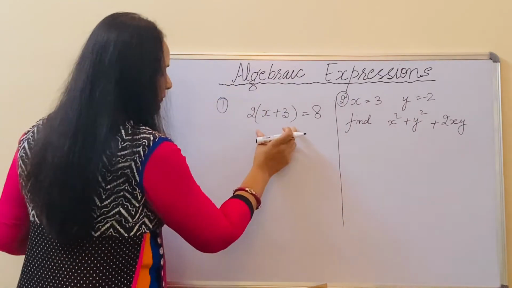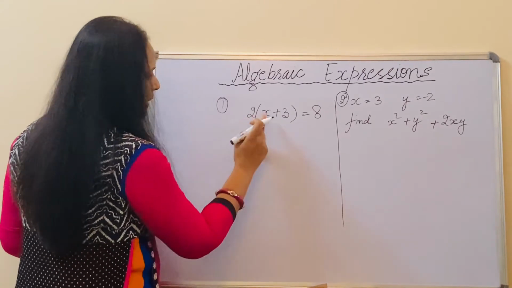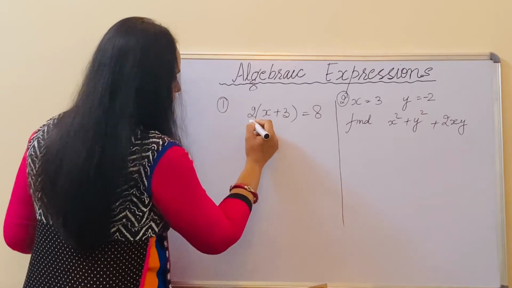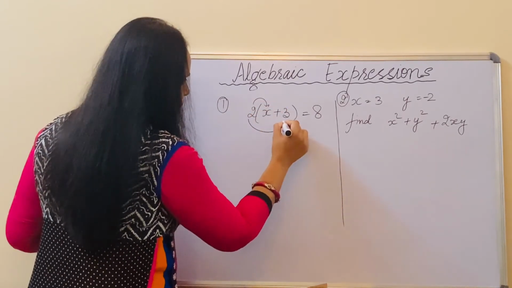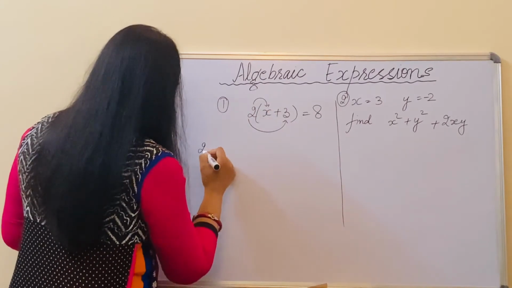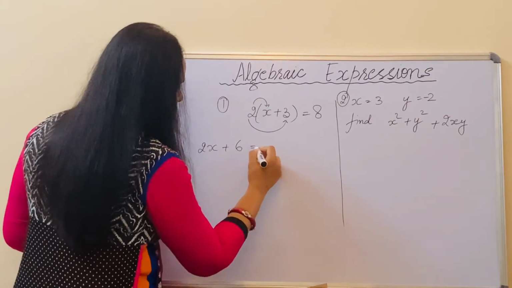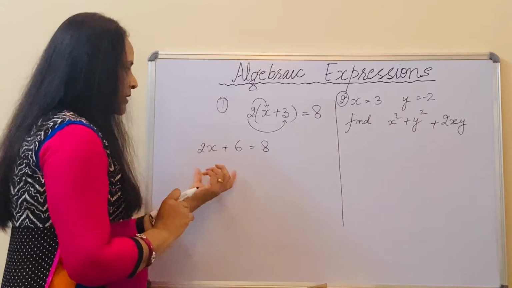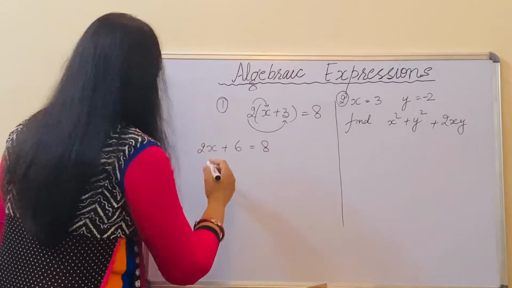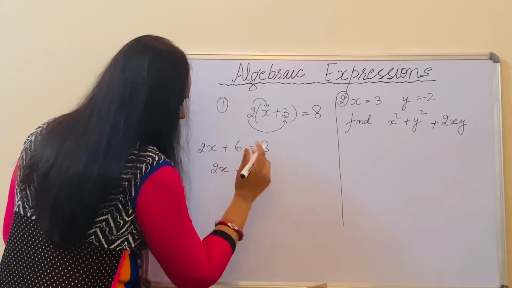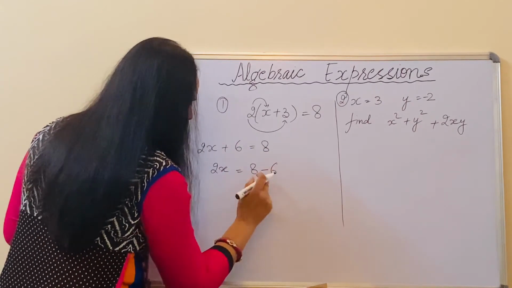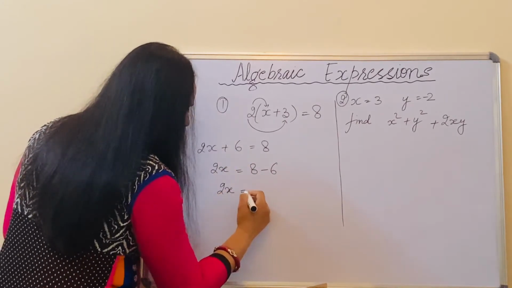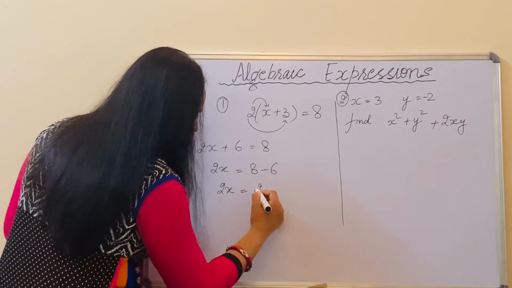Let's start. In the first one, you know that 2 multiplied by x plus 3 is equal to 8. Means you have to multiply 2 first by x and then by 3. It comes out to be 2x plus 6 is equal to 8. Now we know that in equations, left hand side is equal to right hand side. So 2x, transferring 6 to this side, 8 minus 6, changing the sign of the constant value. It comes out to be 2x is equal to 8 minus 6, which is 2.